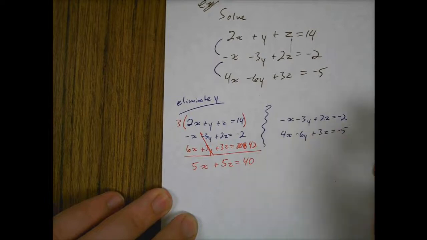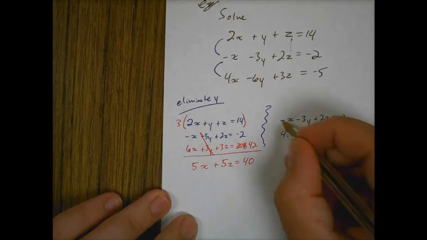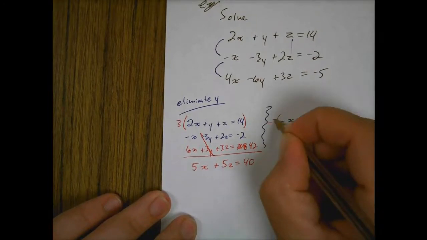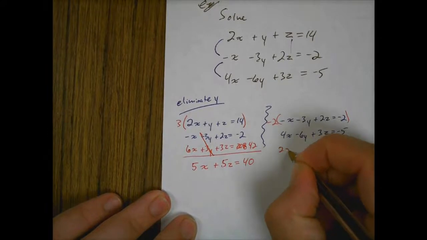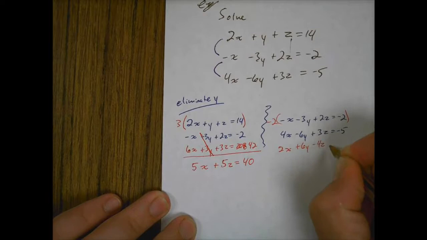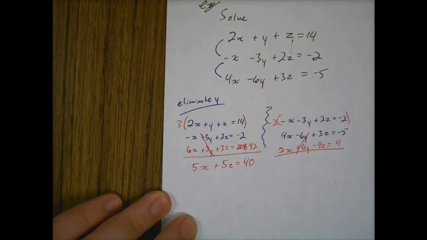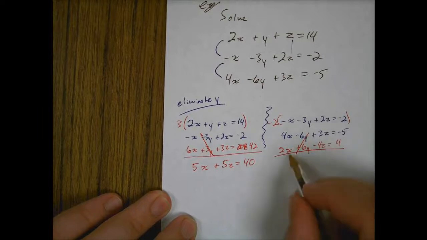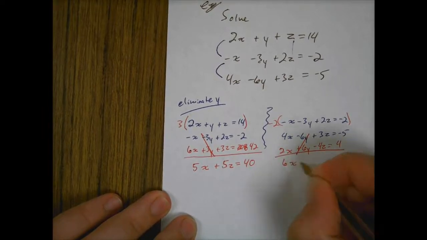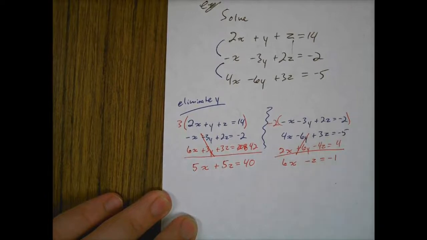Likewise, I'll do the same thing over here. In order to eliminate the y's over here, this would need to be a positive 6 right there. So I will multiply this equation by negative 2. So that will make 2x plus 6y minus 4z equals 4. And I will eliminate the y's. From this point, we have 6x minus z equals negative 1.